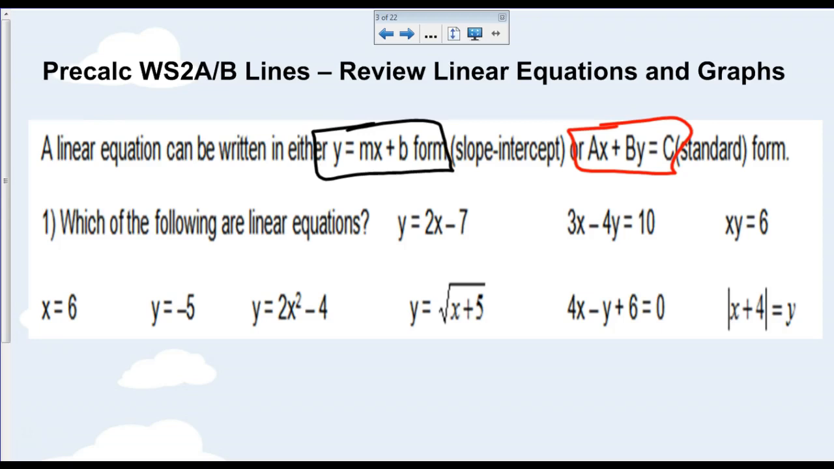Standard form is silly. No one really likes it. Excuse me, except for math teachers. Apparently I'm allergic to it.